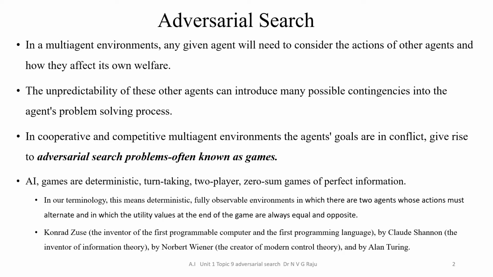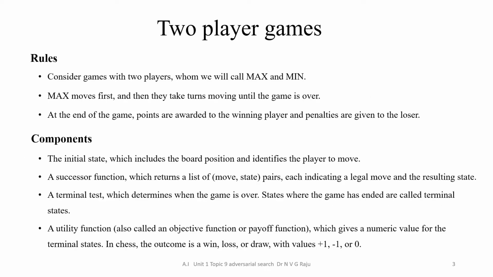AI games are deterministic, turn-taking, zero-sum games of perfect information, where one person's gain is equivalent to the other person's loss. So the net change in wealth or benefit is zero. Mostly it happens in two-player games. Let us start our discussion with two-player games.